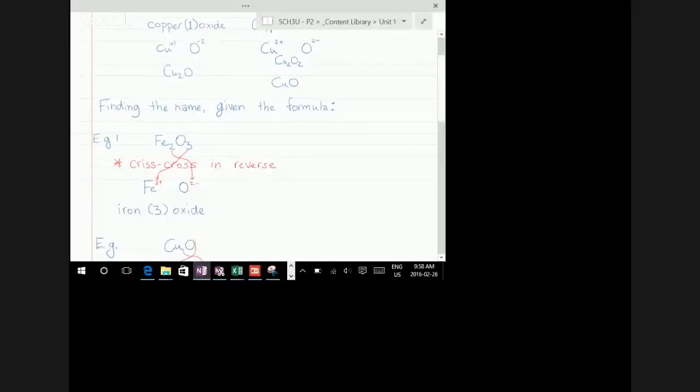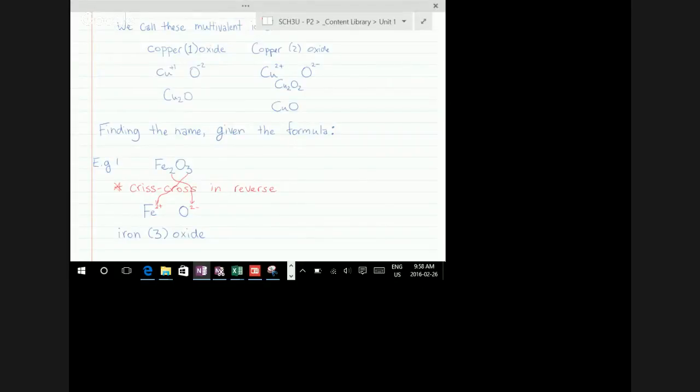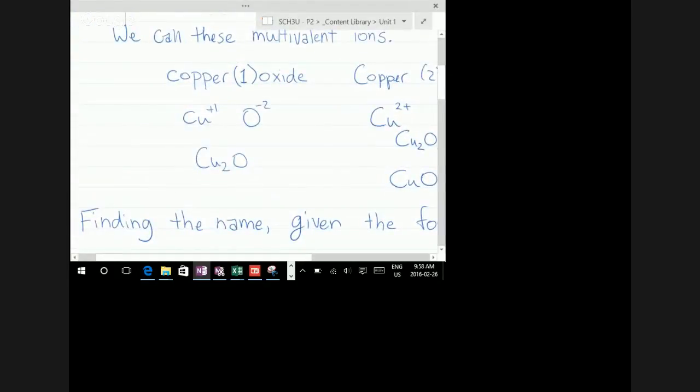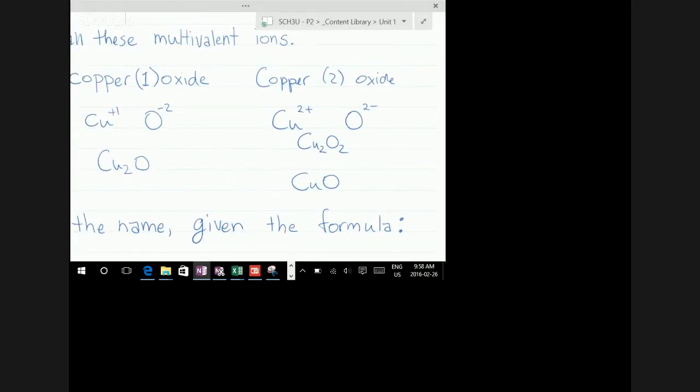All right, key information that the name tells us is the charge. So we said, for example, if it's copper 1 oxide, then when we crisscross it, we use the charge of +1 for copper, and we use the charge of -2 for oxygen, right? Here we used copper 2 oxide, so we have to use the charge of 2+ for copper, the charge of 2- for oxygen.